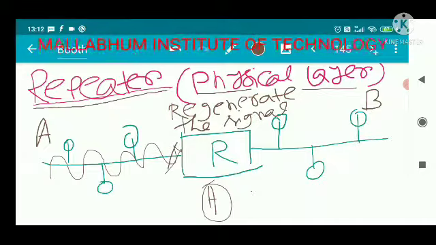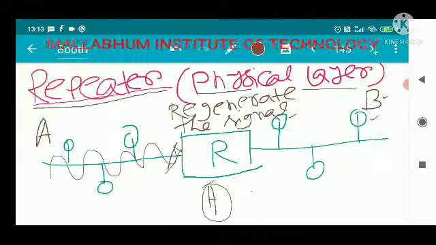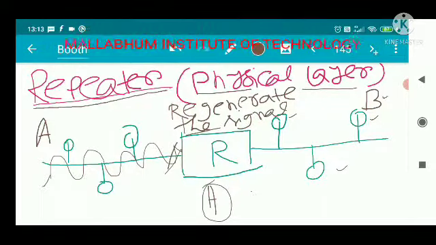Now to understand the repeater in a simple way, we have drawn a circuit. So this is your repeater device, and this is one network, network A, and we have connected some devices within the network. And this is network B, and we have connected also some devices within this network. And this is the signal. This signal is being transmitted like this from network A to network B.